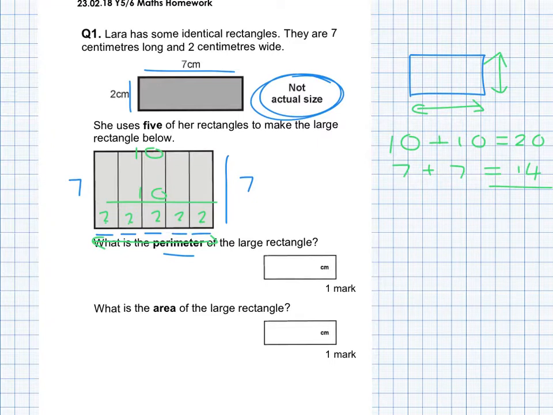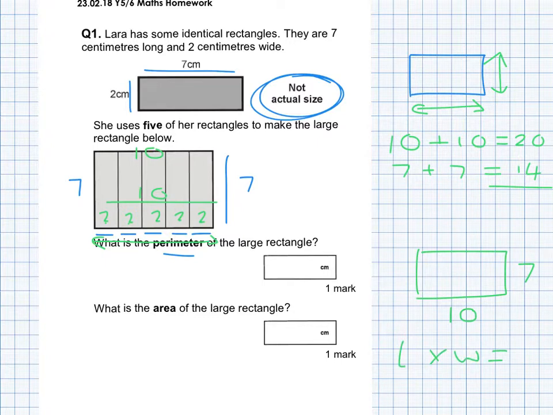Now, the next part is, what is the area of the large rectangle? Obviously, to work out the area, I need to have worked out the perimeter first. But now I have worked out the perimeter, working out the area should be fairly straightforward. So I have my rectangle here. I know this side is 7, I know this side is 10, and I know that length times width gives me my area.